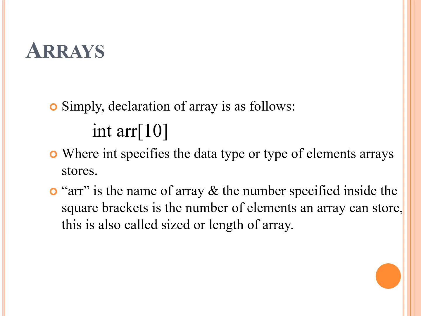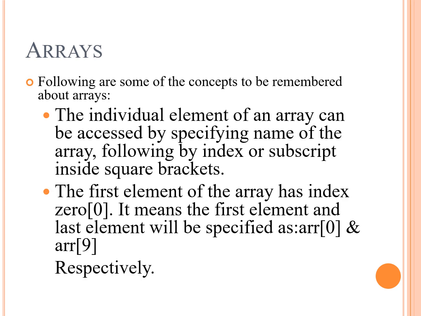A simple example of creating an array is: int is a primitive data type, arr is the name of the array, and 10 is the size of the array. Here int specifies the data type and arr specifies the name of the array that the user can change according to their preference, and the size defines how many elements you want to store in the array. The user can also change the size depending upon their requirement.